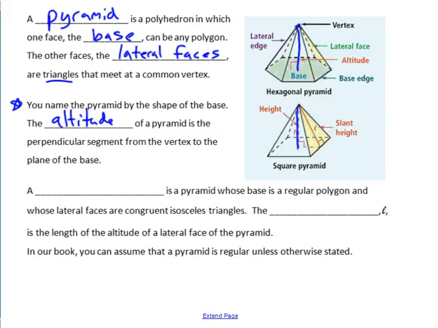A regular pyramid is a pyramid whose base is a regular polygon. If you remember what regular polygons are, that means all sides are congruent, the same length. So if it's a regular polygon on the bottom, it's a regular pyramid.